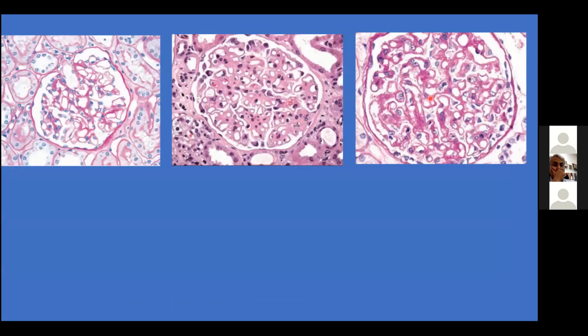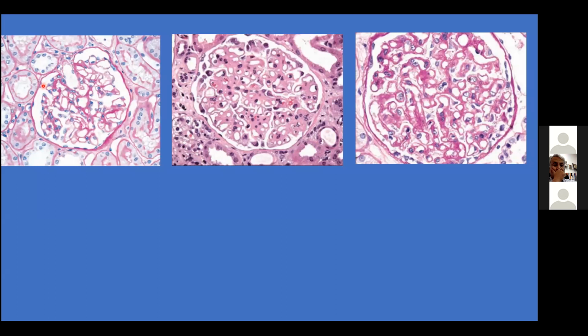Okay, coming to the light microscopic features. For comparison, I put the normal glomerulus here. Again, for beginners, this is the Bowman's capsule and afferent arteriole, the capillary loops and Bowman's space, and we can see the podocytes here, and these are the parietal epithelial cells.